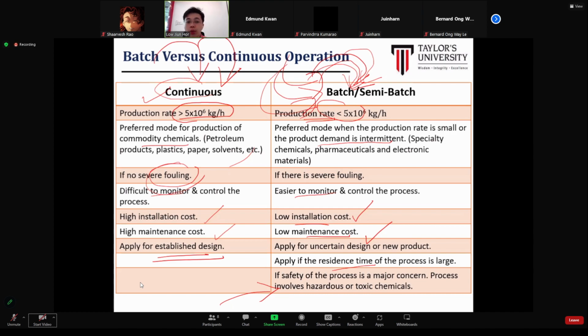Do you know what is fouling? Fouling means the impurity or the byproduct will stick on the surface of the catalyst and reduce the efficiency or the conversion of the reaction in the reactor. It's what we call fouling. So these are the guidelines, or the factors, that we can consider before we decide which operation mode we are going to use.